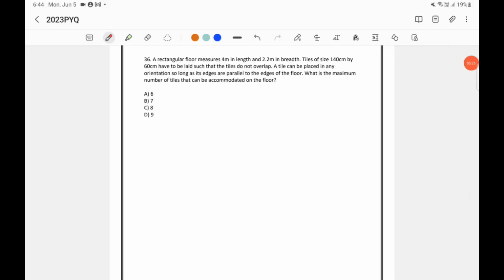So let's take the next question here. A rectangular floor. So this is a rectangular floor. Okay, so this is 4 meter. I am converting into centimeters. So this is 400 centimeter and this is 220 centimeter because 2.2 meter is 220 centimeter. Now the tiles of size 140 centimeter by 60 centimeter have to be laid such that the tiles do not overlap. Okay, a tile can be placed in any orientation so long as its edges are parallel to the edges of the floor. What is the maximum number of tiles that can be accommodated on the floor?